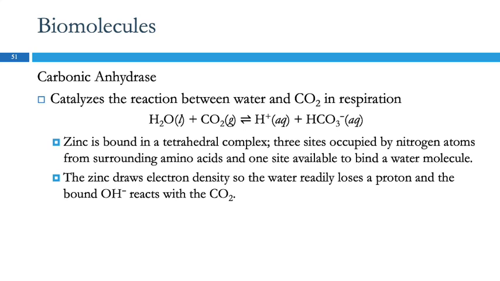When the water molecule is bound to the zinc, it's going to draw the electron density away from the hydrogens, making it easier for the hydrogens to lose a proton. And then the bound OH minus will react with the CO2 and produce this carbonic acid.